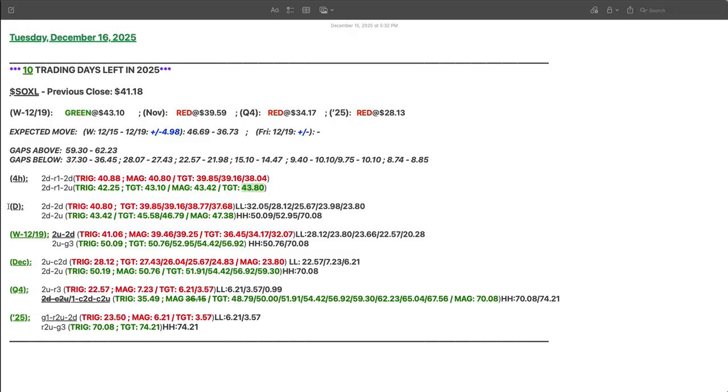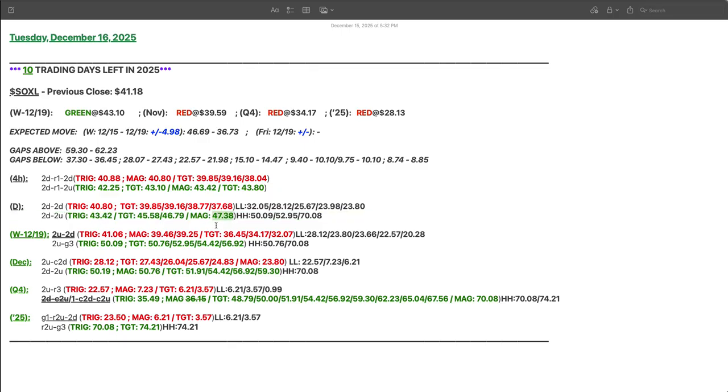That's for the 4-hour time frame. If we're looking at the day chart and we go to the downside, it's just a continuation of two down continuation, triggering at 40.80. And we've got some targets here to the upside. If we flip, that gives us a 2 down, 2 up, triggering at 43.42.